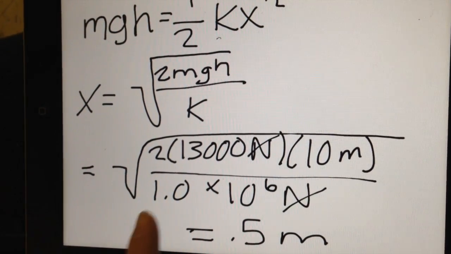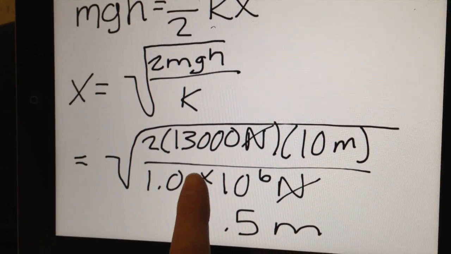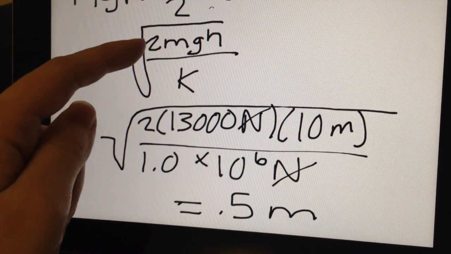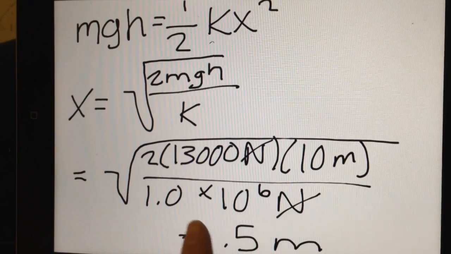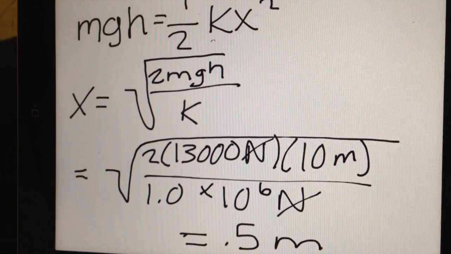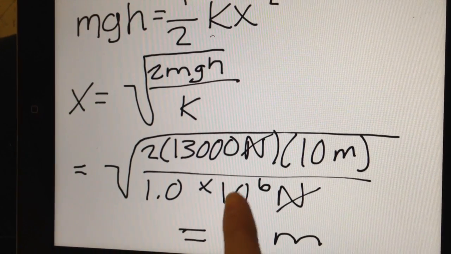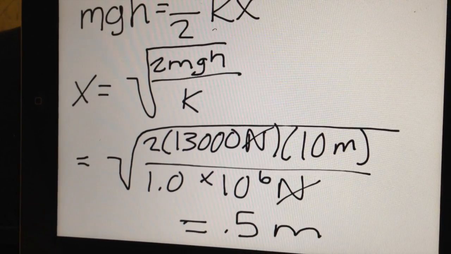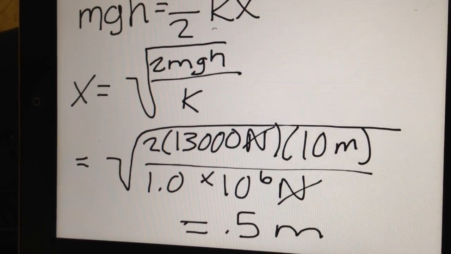So then what we do is we plug in our numbers. We plug in the 13,000 newtons, we have our 10 meters, we have the 2 that we originally started out with, and this is the number that they also gave us in the problem, which was the spring constant. When you put all those numbers together, your newtons cross out and you are left with meters, and you have 0.5 meters is your answer.